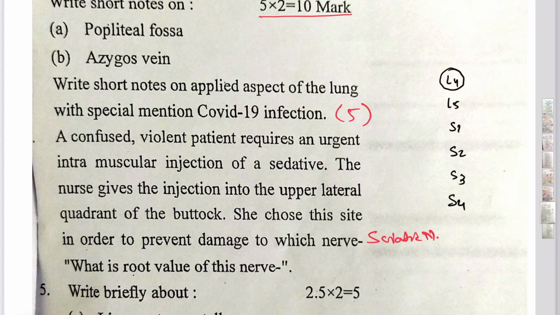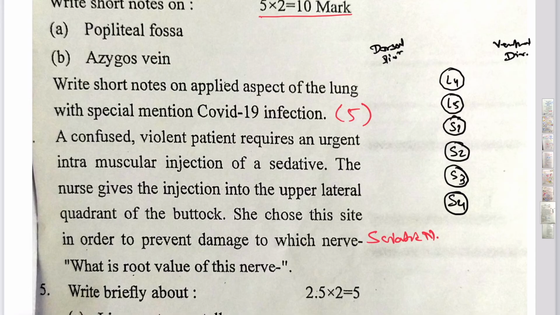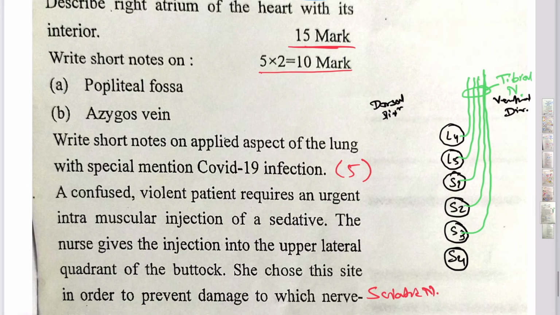These are the ventral primary rami of these spinal nerves of one side. And here I'm drawing the ventral division of these rami and the dorsal division of these rami on this side. So from the ventral division of L4, L5, S1, S2, S3, the nerve formed here is called the tibial nerve.